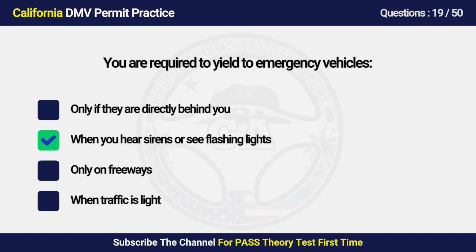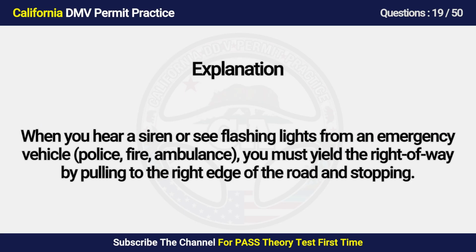Answer is B. When you hear sirens or see flashing lights. When you hear a siren or see flashing lights from an emergency vehicle, police, fire, ambulance, you must yield by pulling to the right edge of the road and stopping.